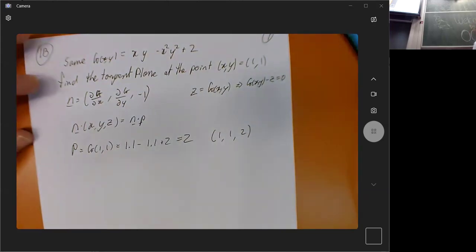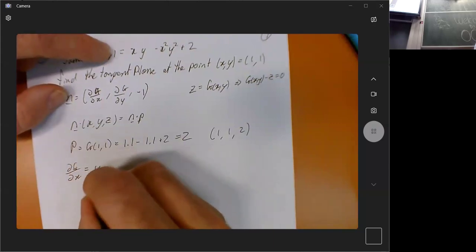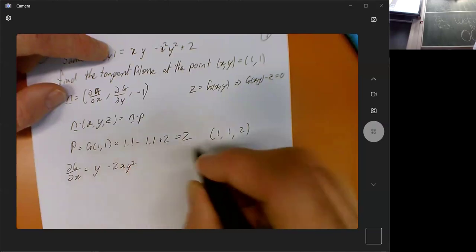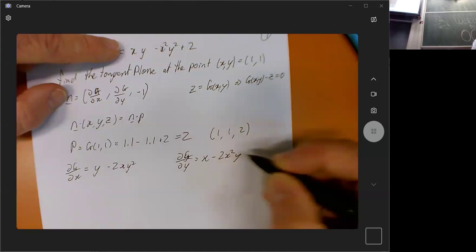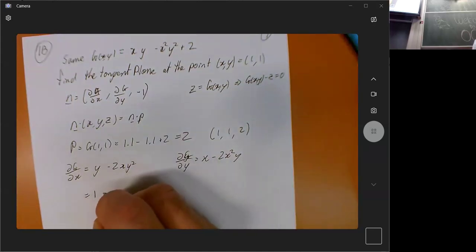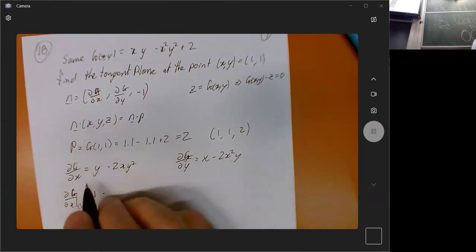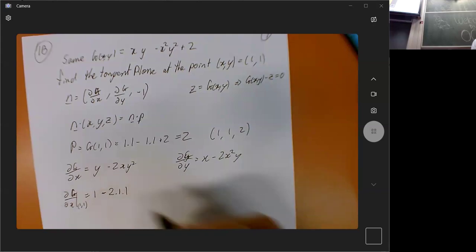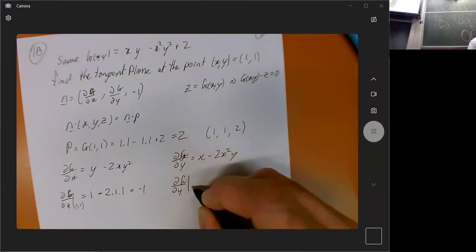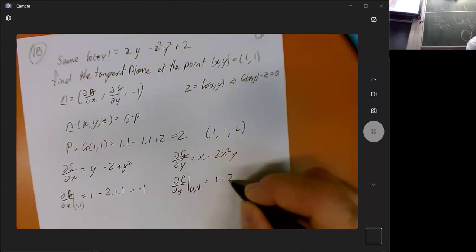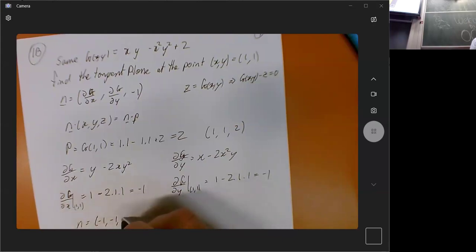Loving the plan so far. I hope this works out. Let's do this again. Partial of g with respect to x is equal to y minus 2 x y squared, and partial of g with respect to y is equal to x minus 2 x squared y, and partial with respect to z is going to be equal to -1. So partial of g with respect to x evaluated at 1, 1 is 1 minus 2 times 1 times 1, which is equal to -1. Do you feel like this is going to be exactly the same? I do. So my normal is equal to -1, -1, -1.